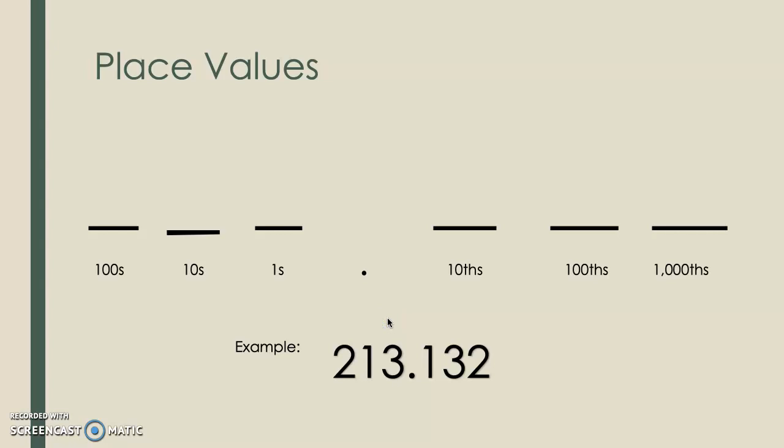To begin, when we are adding decimals, we must remember place values. Depending on where the number is located or positioned, the value of that number differs. For example, in the number 213.132, there are 2 hundreds, 1 ten, and 3 ones. On the other side of the decimal, there is 1 tenth, 3 hundredths, and 2 thousandths.